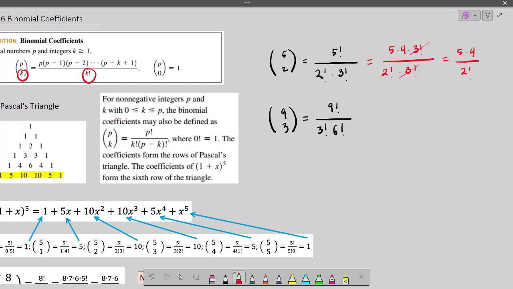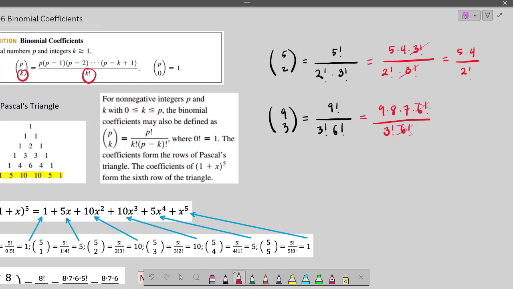They say start at your upper number, p, do repeated subtraction of 1, and you're going to do repeated subtraction of 1 this number of times. The lower number tells you how many factors you should end up with in the numerator. So, for example, here we're going to do 9 times 8 times 7 times 6 factorial divided by 3 factorial multiplied by 6 factorial. Here the 6 factorials are going to cancel.